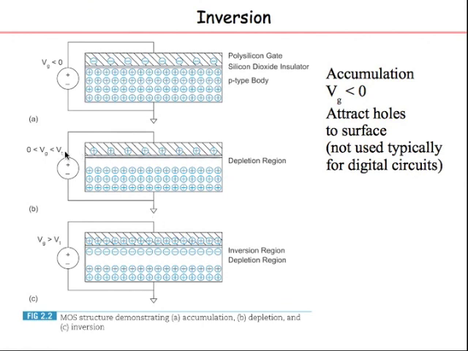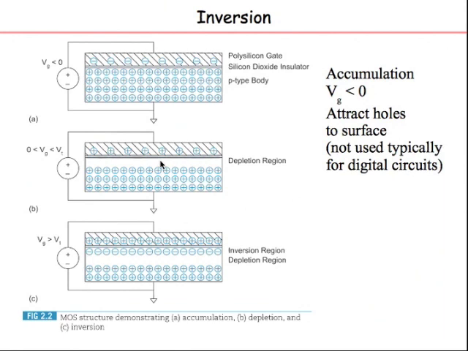Now, when we apply a positive voltage, Vg greater than 0, you have positive charges on the gate, which repels any positive charge. What are the negative charges? These are the minority carriers, the electrons. So they get repelled. And when that happens, you get a region here which is depleted of free carriers.